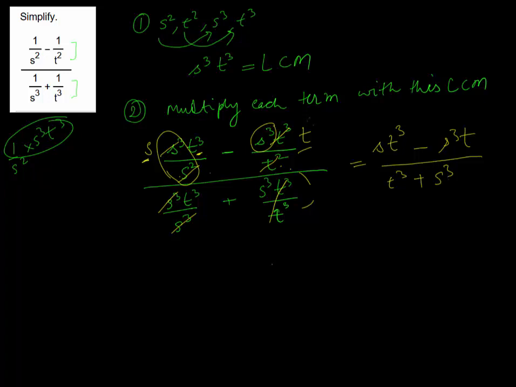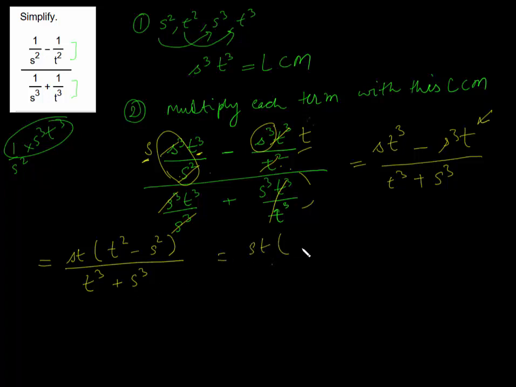So what do we get next? This is the next step. Factorize. Because the question is to simplify, we are going to factorize both the top and the bottom. So what is the greatest common factor in the top? It's st. So factor out st, you're left with t squared minus s squared. And then in the denominator, there's really nothing to factor out. There's no greatest common factor, so you have t cubed plus s cubed.